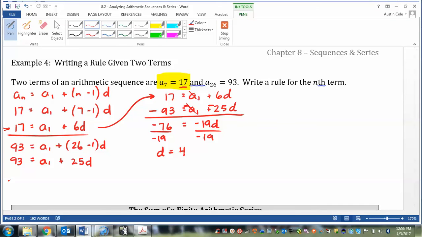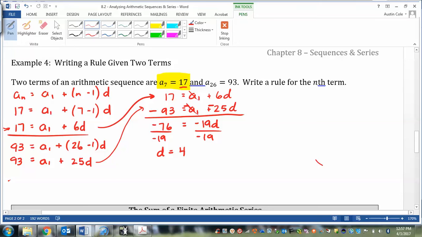Okay? Now, there's basically step 1. We found d. But when we write a rule, we need a sub 1, don't we? Yep. We have to have our first term in the sequence. So what we need to do is pick one of these, either one. And when we solve a system, don't we have to go plug that back in? Yep. Absolutely. So we need to just pick this equation or that equation and plug it back in.